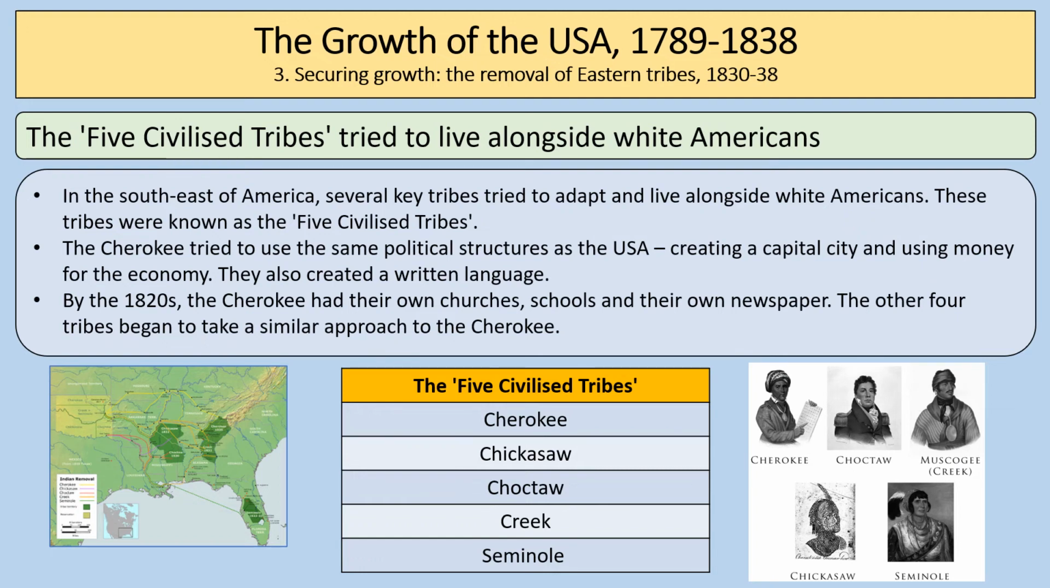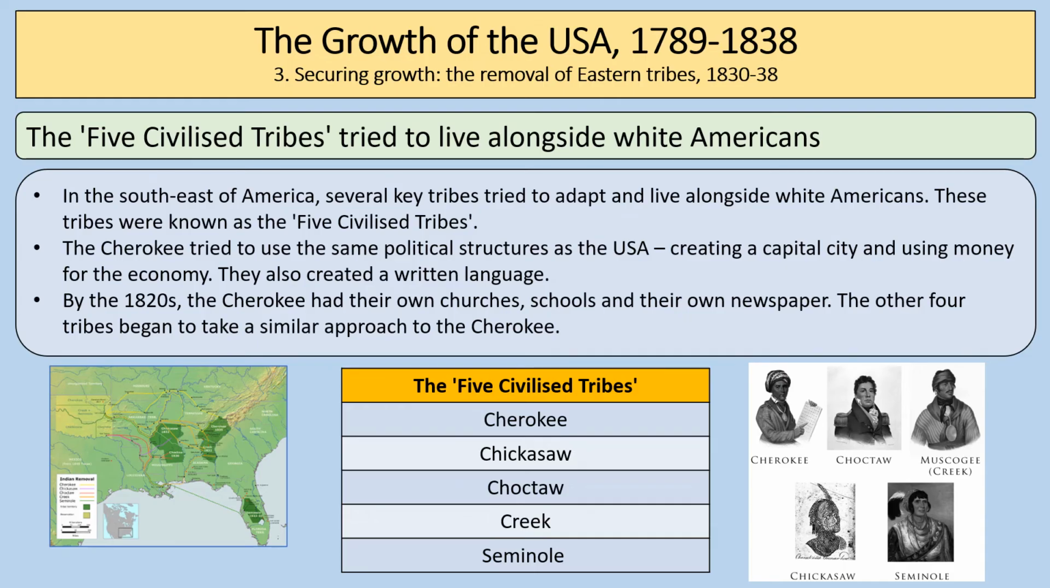Okay, so the next thing we're going to look at is the idea of securing growth and the removal of eastern tribes between 1830 and 1838. So the 5 civilized tribes tried to live alongside white Americans. It's worth you remembering and learning their names. The 5 civilized tribes were the Cherokee, the Chickasaw, the Choctaw, the Creek, and the Seminole.